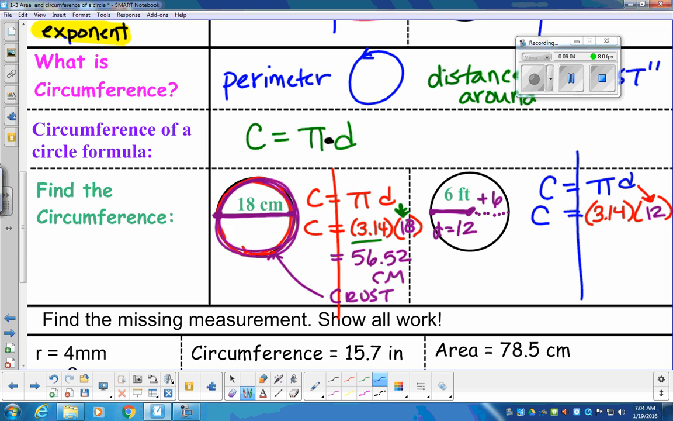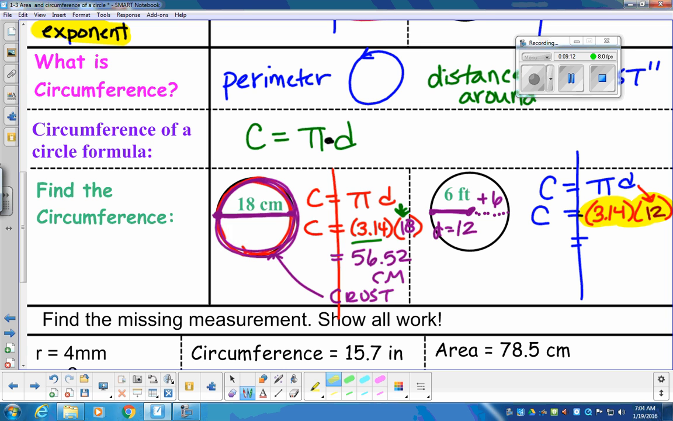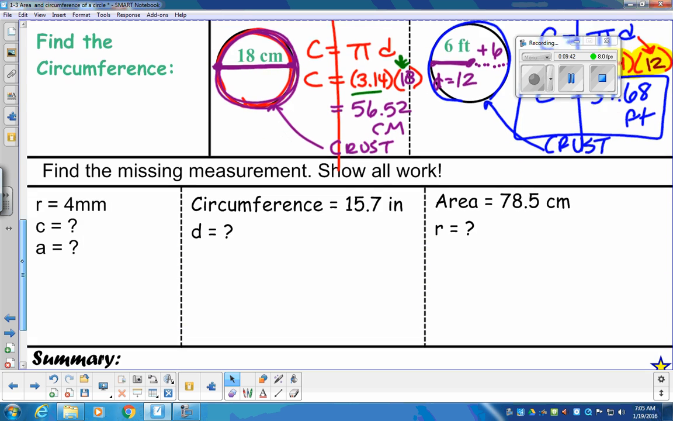Radius is 6, but I need the whole line, the line that goes from side to side passing through the center, which is 12. So in our calculator, we're going to multiply 3.14 multiplied by 12. That gives us 37.68 feet. So the crust in this particular circle, or the circumference, is 37.68 feet of crust. Now, obviously, that's a gigantic pizza and not realistic, but that's the mindset I want you to have: we're always talking either pizza sauce for area or pizza crust for circumference.